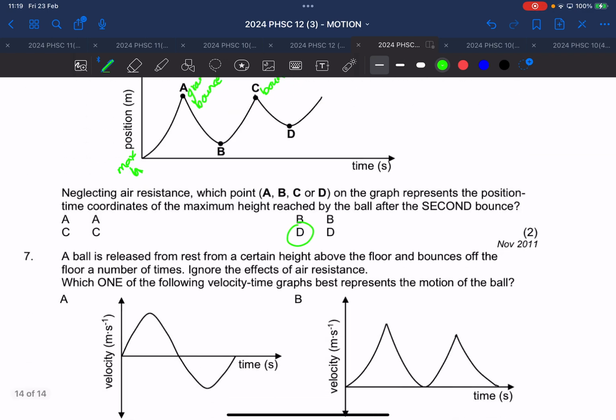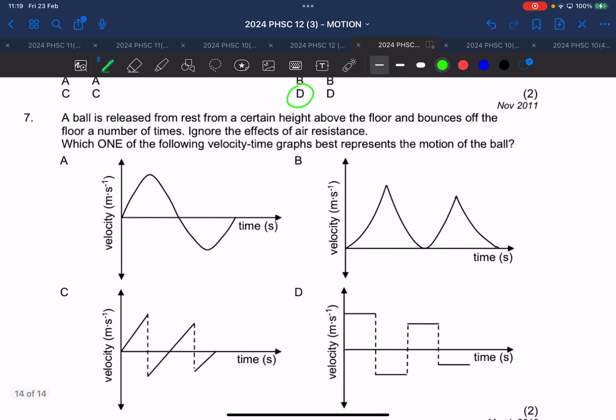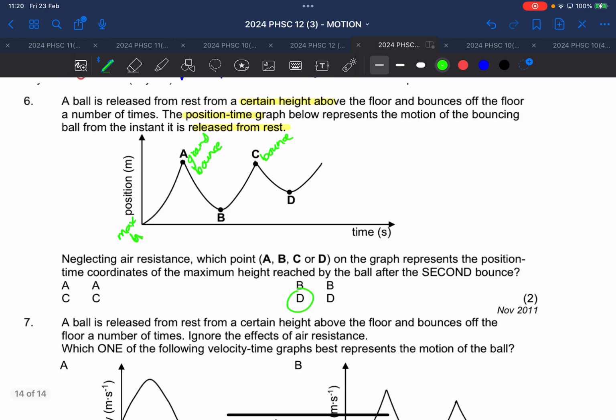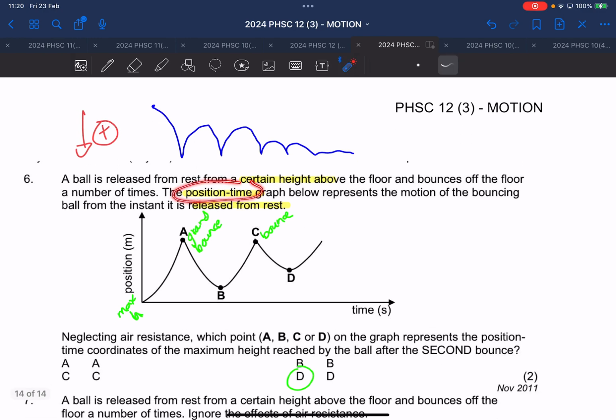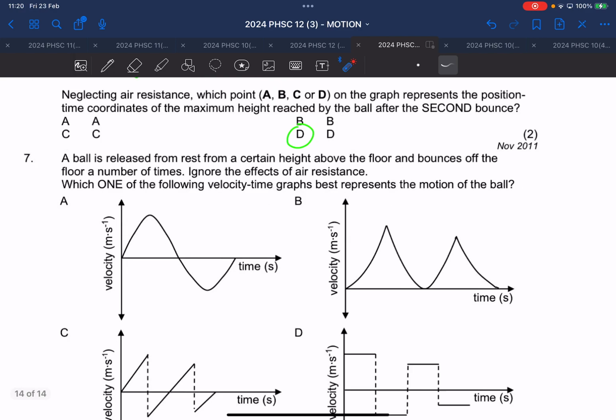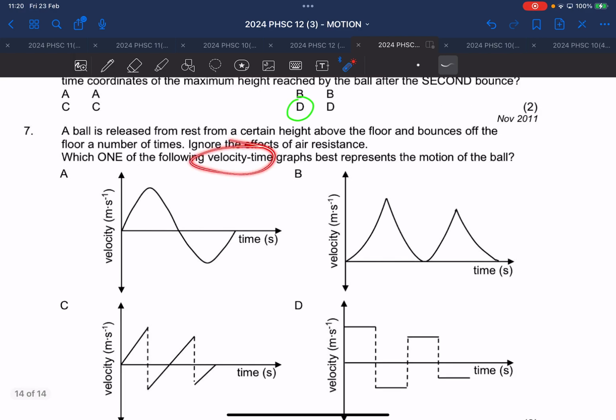Okay. Next one. A ball is released from a certain height above the floor. My goodness, again, the same scenario. It bounces off the floor a number of times, ignoring the external resistance. Which one of the following? Velocity versus time. So here we had position versus time, so that's why the shape looks like the bouncing ball. This one is velocity versus time. It's not that. The velocity versus time graph represents the motion of the ball.